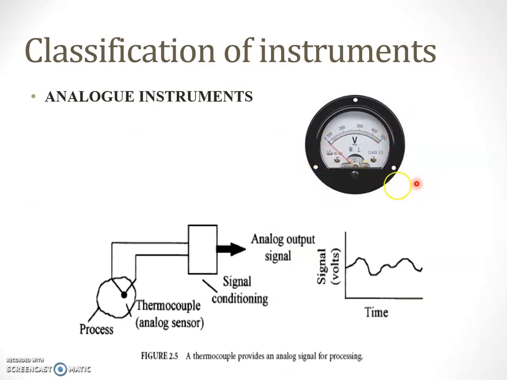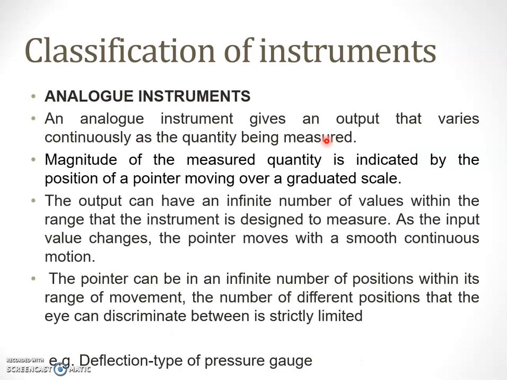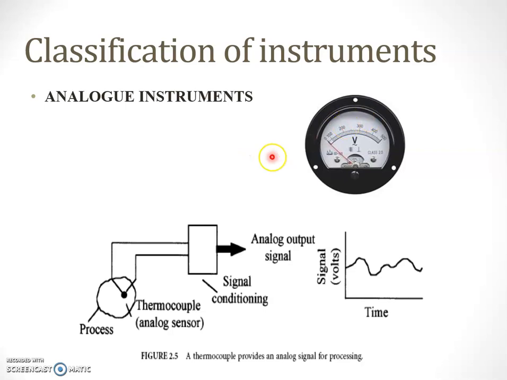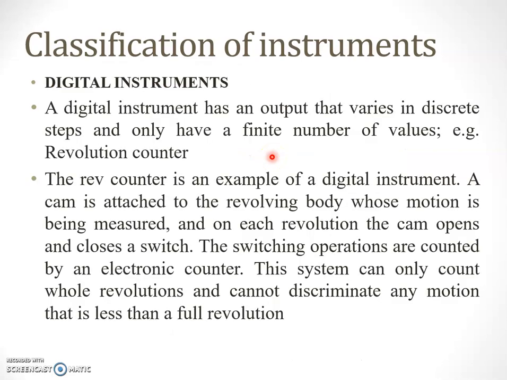This is an example of an analog instrument. If we are measuring a particular quantity, the pointer shows a change on this graduated scale. If the pointer is here, it measures as 200. If the input changes, then there is a change in the pointer position. This type of instrument is called an analog instrument. Here, the instrument gives an output that varies continuously as the quantity being measured changes. That is analog instrument.